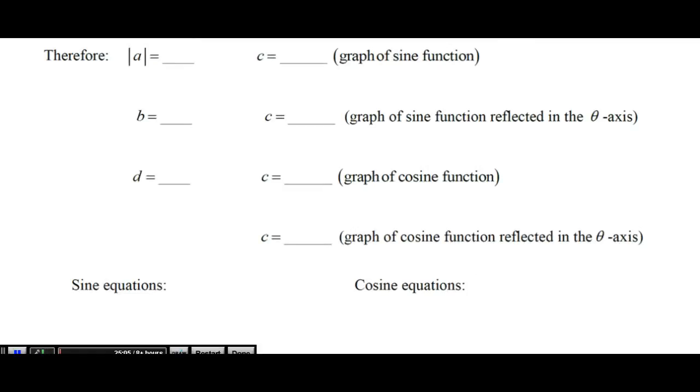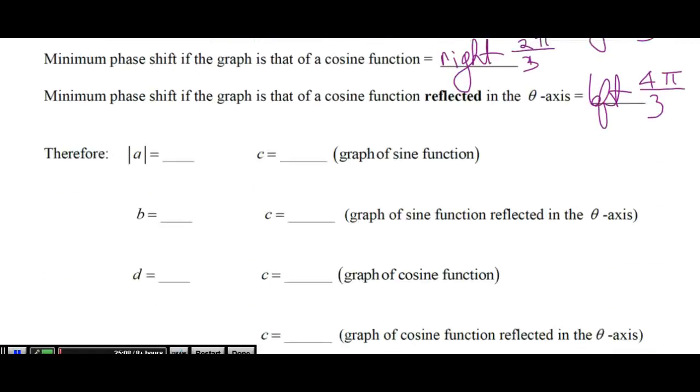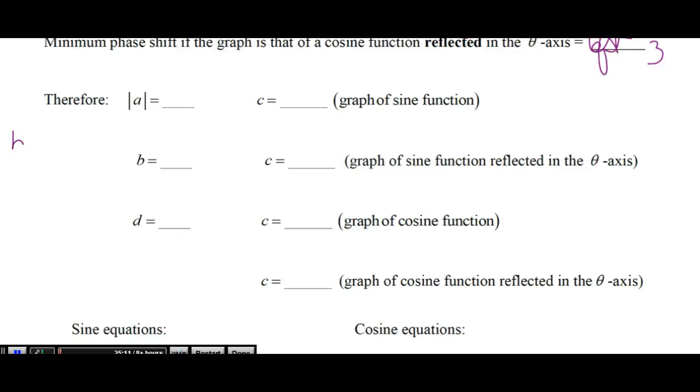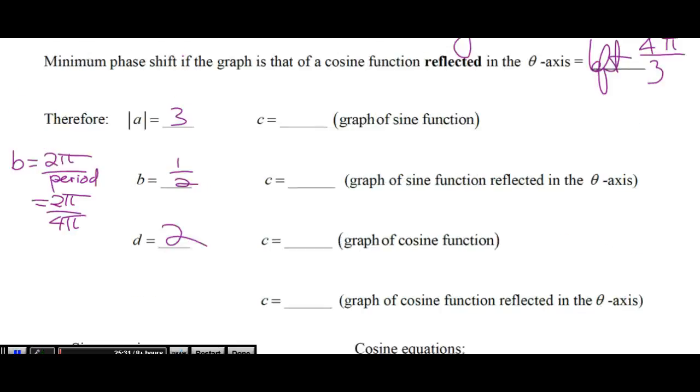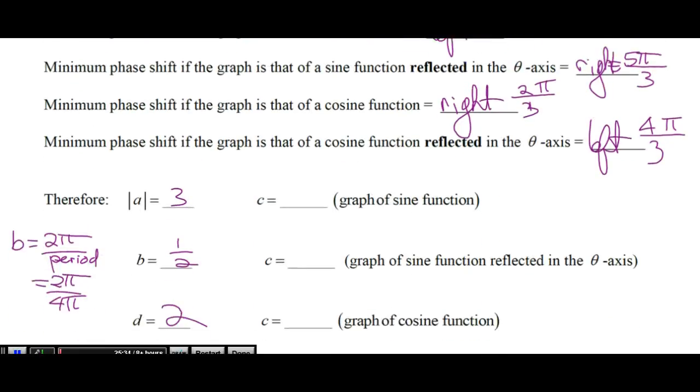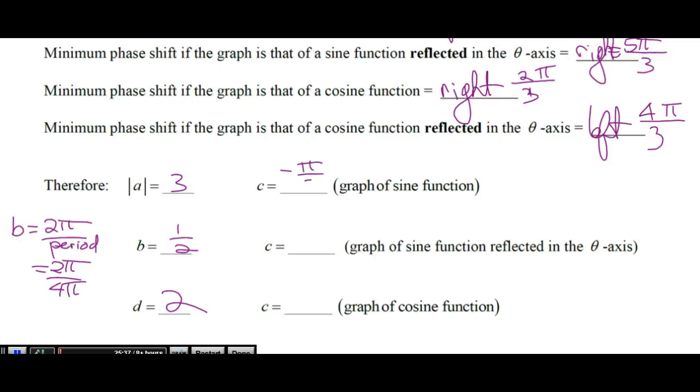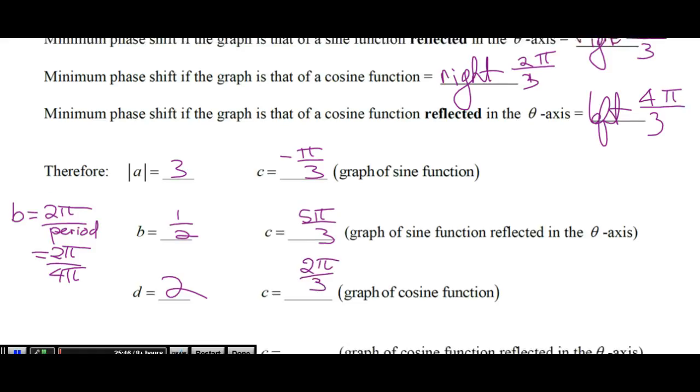Okay, fill it in. What's A? Okay, show some work if you need to, right? You got to work it out. D is 2. Okay, and so I want to go left. I want to go right. I want to go right. I want to go left.